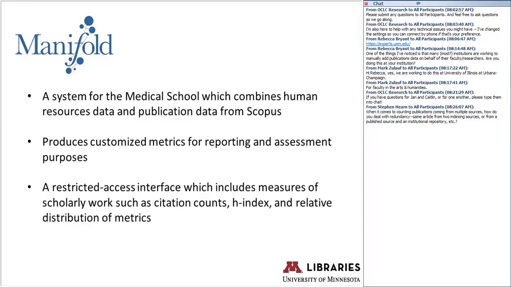This isn't the type of data that we would necessarily publicly display, but it is a project that is enabled by the fact that we have clean data for Experts at Minnesota. So this tool essentially is combining the HR data that Jan had mentioned with publication data from Scopus. And none of this would have been possible if we didn't have those refined profiles within Scopus that are then feeding Experts at Minnesota. So without that disambiguation piece, we would not be able to use that clean data and repurpose it in this way.